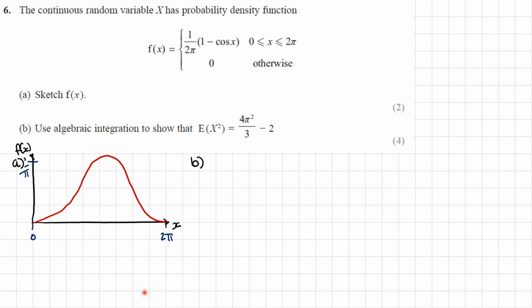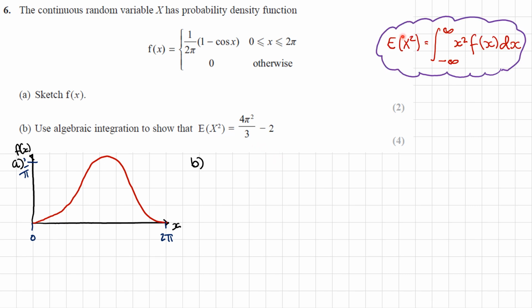Okay, part B. Use algebraic integration to show that E of x squared is equal to 4 pi squared over 3 minus 2. Okay, so to do this part of the question, we need to use this formula here to find E of x squared. So E of x squared will be equal to, now our limits are going to be 0 and 2 pi, of x squared times by f of x, which is 1 over 2 pi times 1 minus cos x dx.